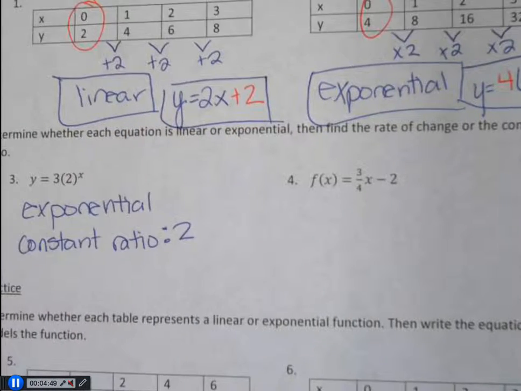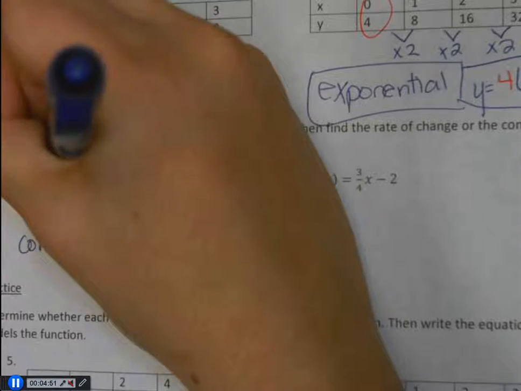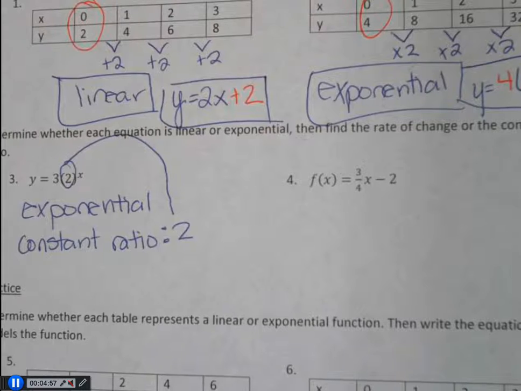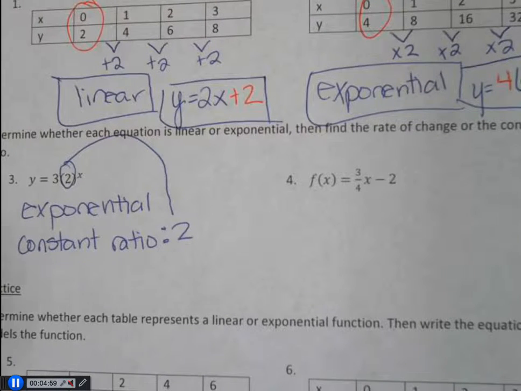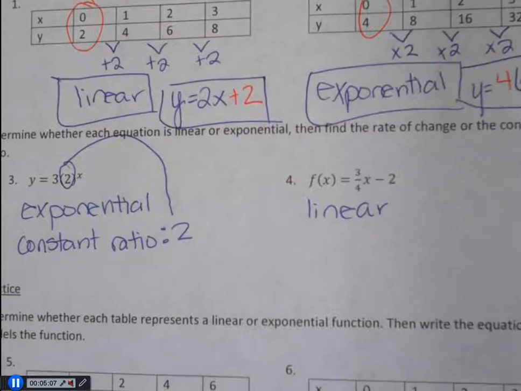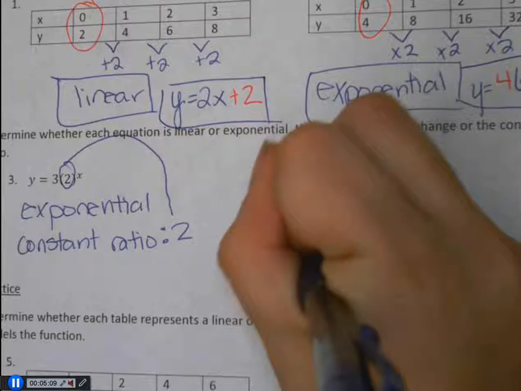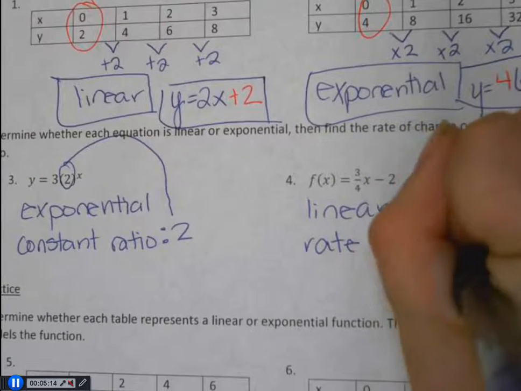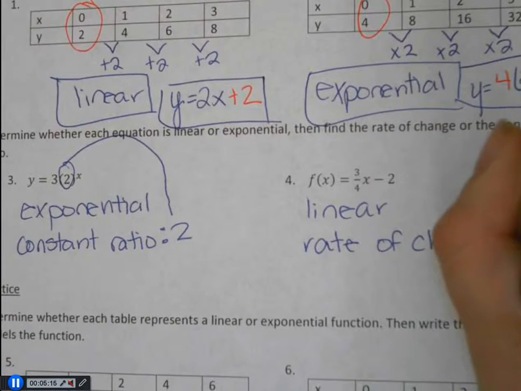Questions on number 3? Okay, number 4, is it exponential or linear? Linear. And then what's my rate of change? Three-fourths. It's always the number in front of the x.